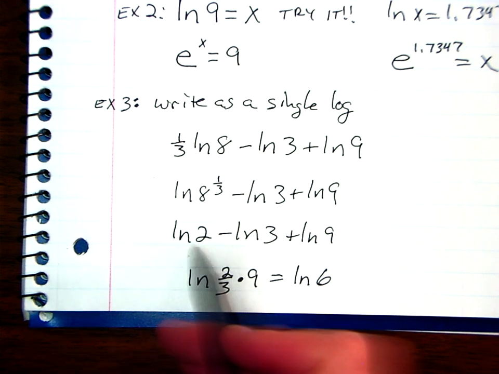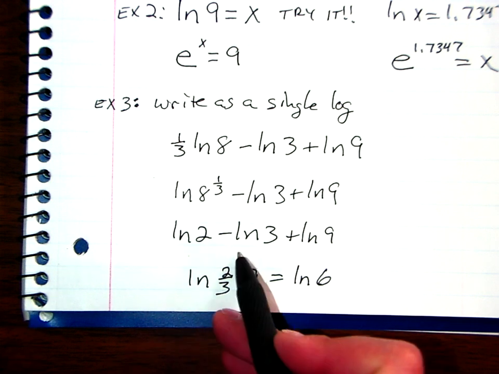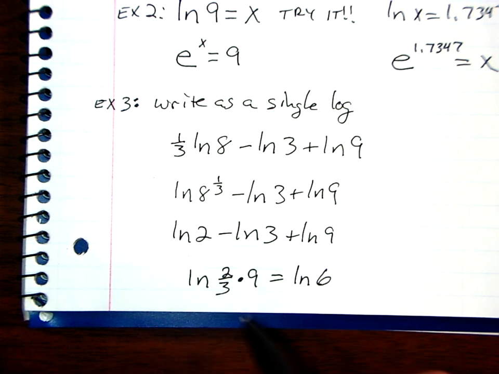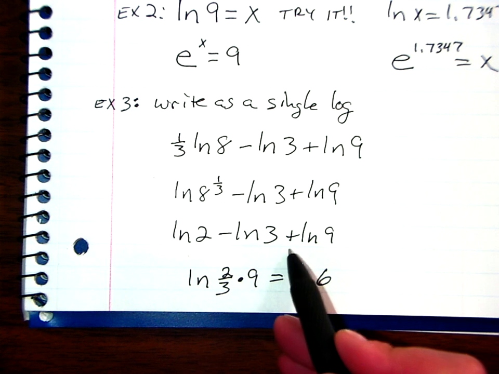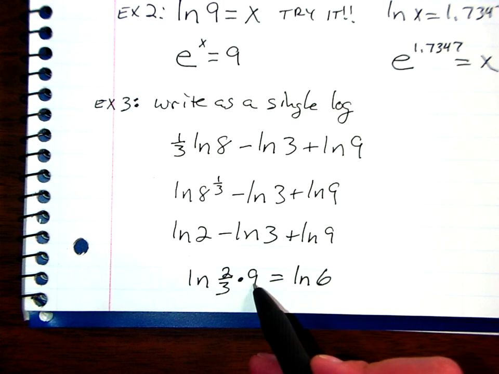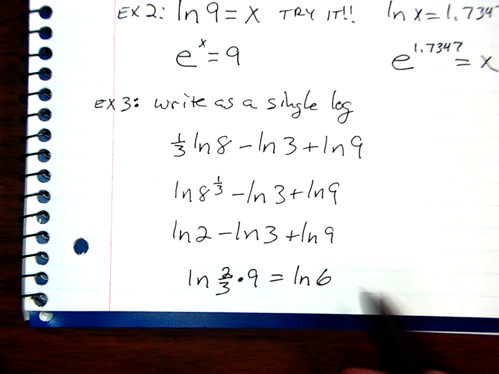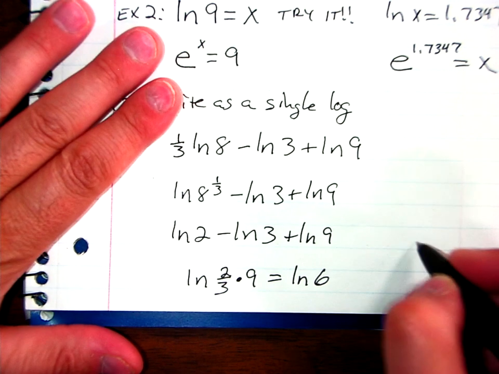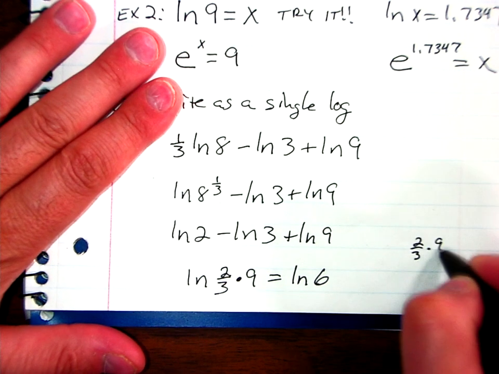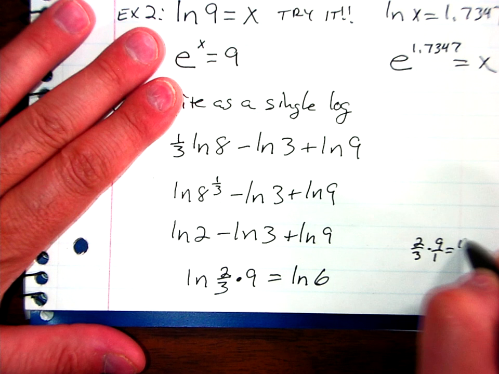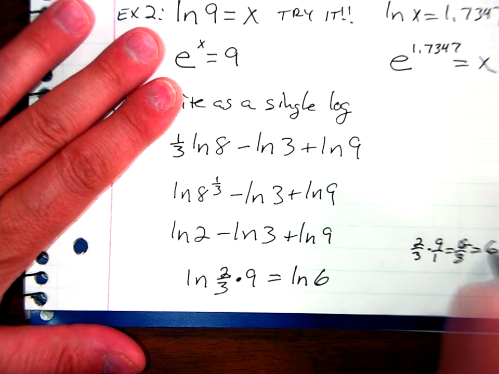These are subtracting, so when you condense them, subtraction condenses down to division, and addition condenses down to multiplication. So 2/3 of 9 is 6. 2/3 times 9 is 18/3, which is 6.